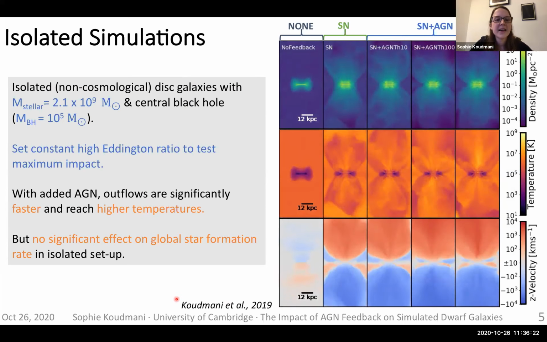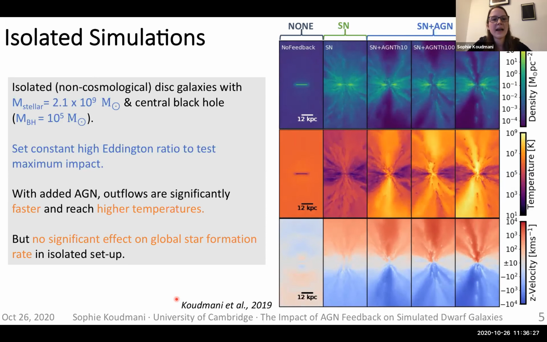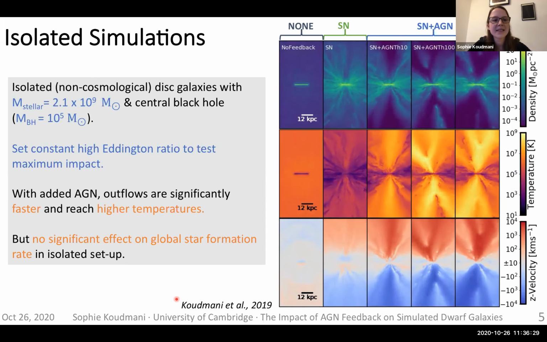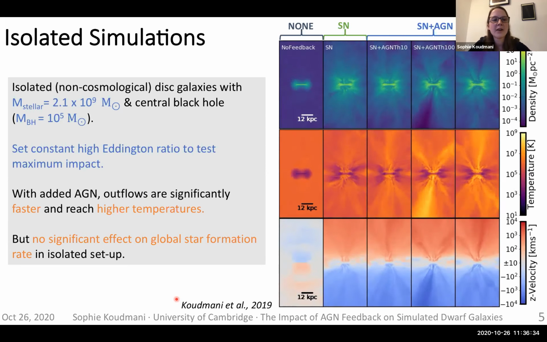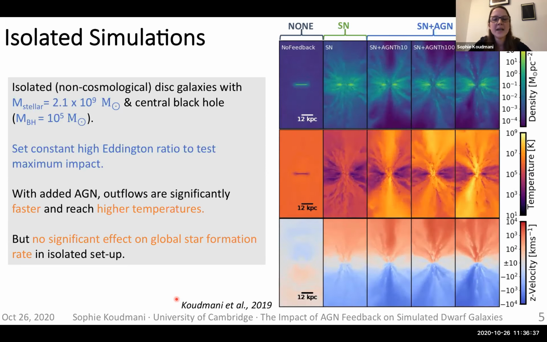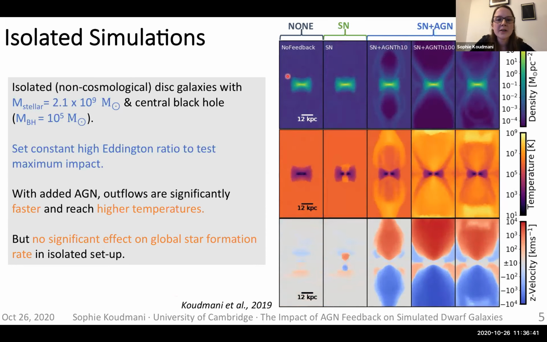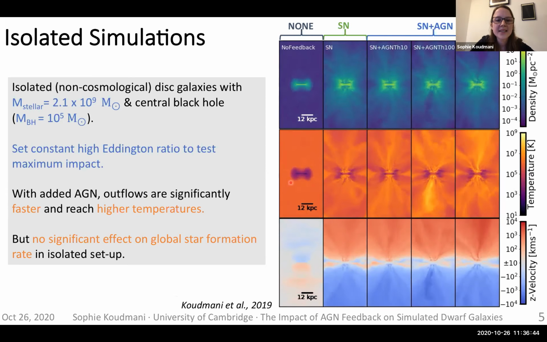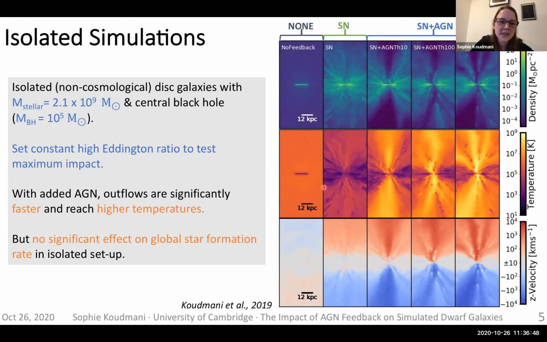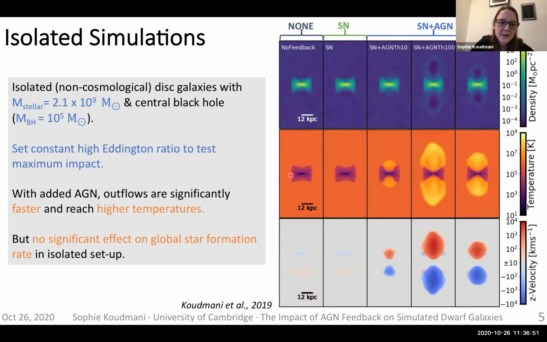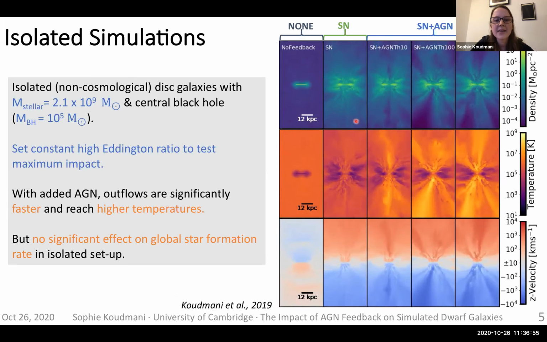So here you can see a movie of a subset of the simulation suite. These are all isolated disk galaxies with stellar masses of approximately 2 × 10⁹ and a central black hole of mass 10⁵, which is quite typical for the dwarf galaxies that have been observed. Here in the top row, you can see the gas density, second row, gas temperature, and the last row shows you the vertical velocity. So we can see here again the disk, which is initially collapsing from the initial conditions, and the outflows.